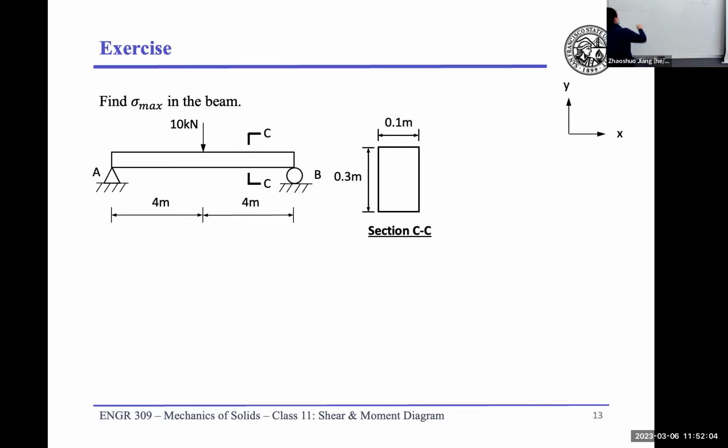This is going to be 4 meters. 4 meters. And that is 10 kilonewtons. And we are going to have the reaction at A, Ay. We have the reaction at point B, By. So what is Ay? What is the value for Ay? 5 kilonewtons, right? Symmetrical structure. We have only one point load. We have two supports, each support taking half of it. So it's 5 kilonewtons.